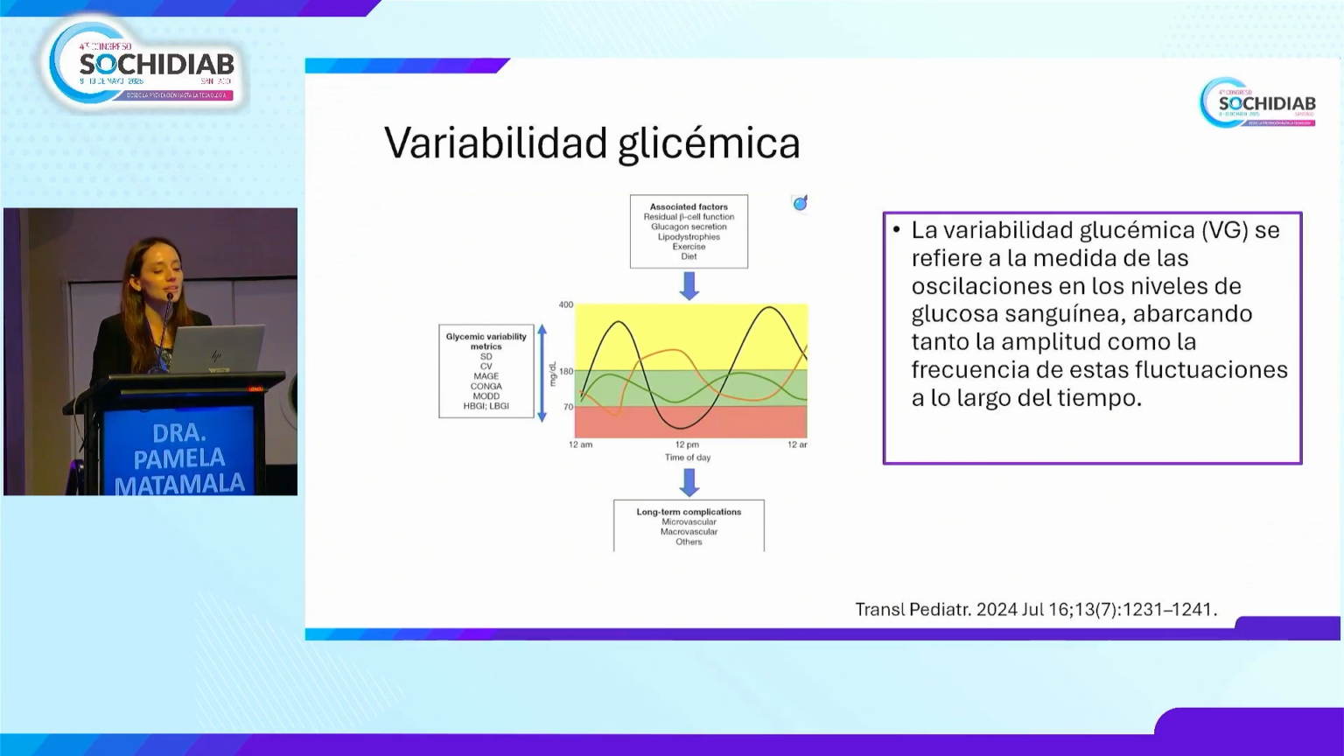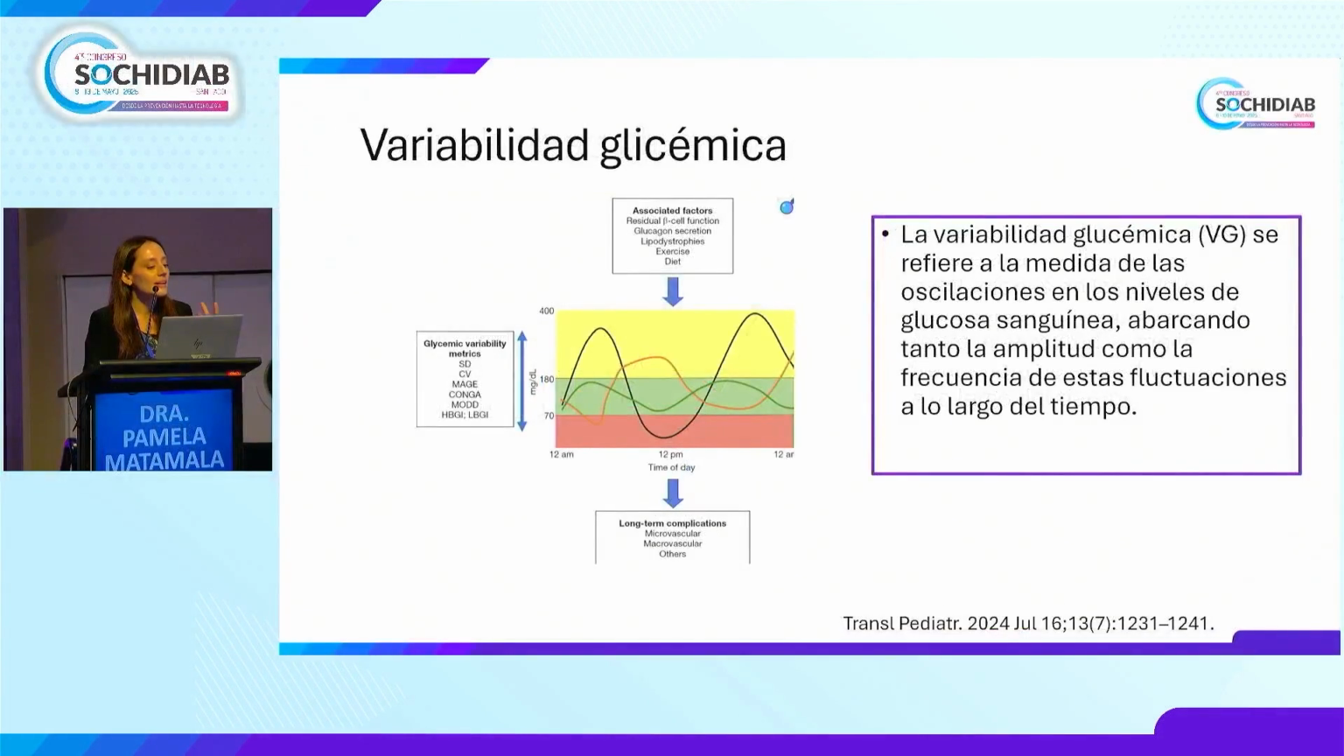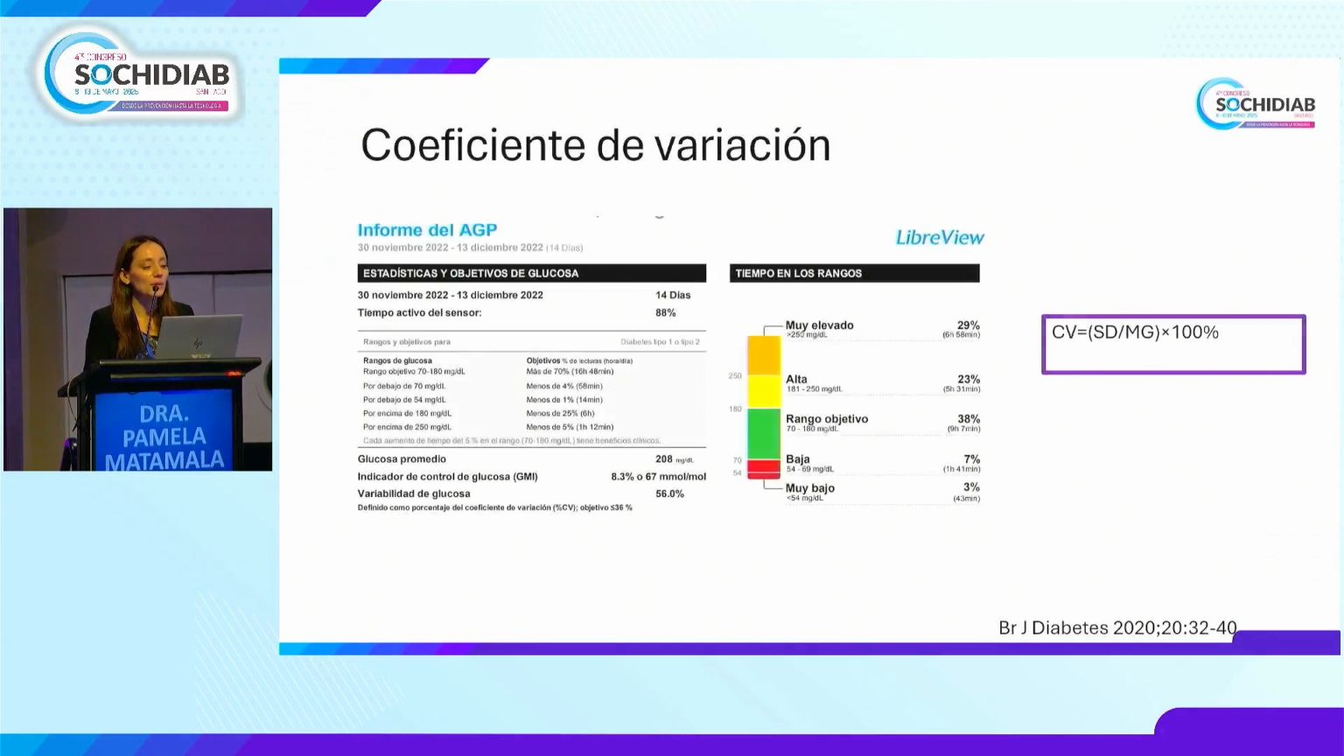Glycemic variability is a measure of oscillations in the level of glycemia that covers the amplitude and frequency of these fluctuations. There are numerous factors associated with glycemic variability, and it depends on the function of residual beta cells, secretion of glucagon, lipodystrophy, exercise, diet, etc. But what we know is that with greater glycemic variability, we will have greater risk of micro and macrovascular complications. Therefore, we have numerous metrics to assess glycemic variability, among them standard deviation, coefficient of variation, etc. And the one we use for the outpatient profile is the coefficient of variation.